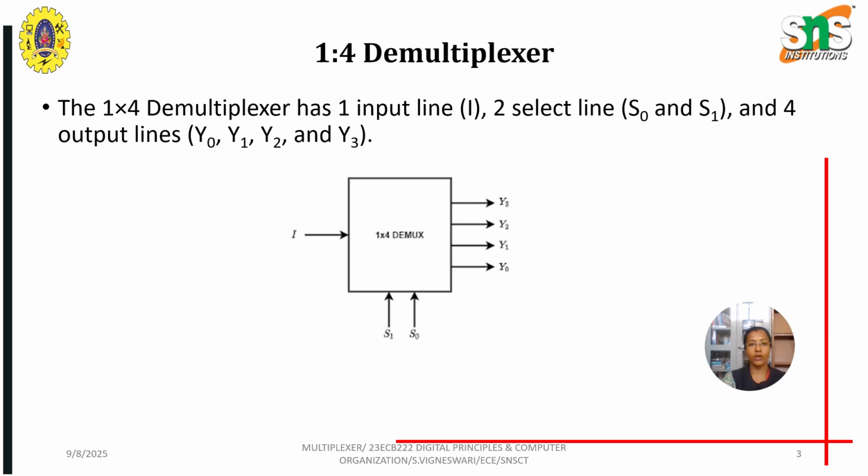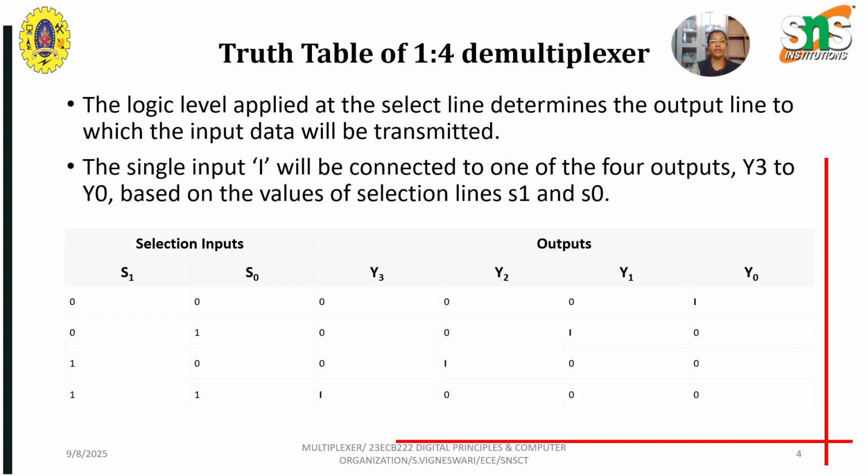First comes the 1:4 demultiplexer. It comprises one input line I, and the output lines are Y0, Y1, Y2 and Y3. So there are four output lines and two selection lines, S0 and S1. Based on the selection lines S0 and S1, the input will be connected to one of the four output lines, and hence the demultiplexer is referred to as a data distributor, where the input is distributed over different outputs. Next, the truth table of the 1:4 demultiplexer.